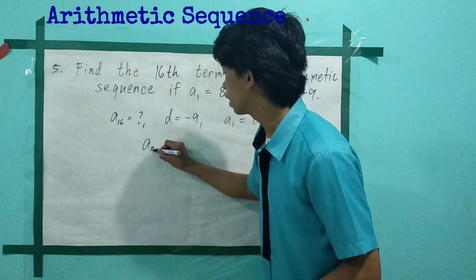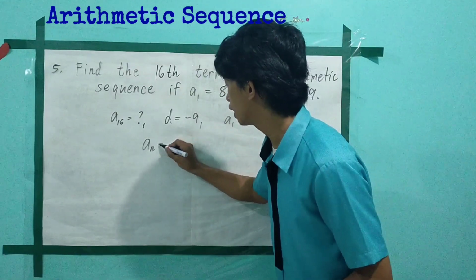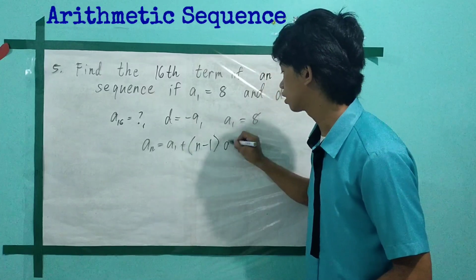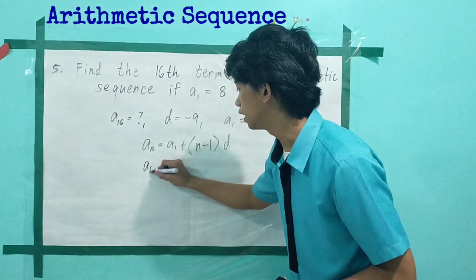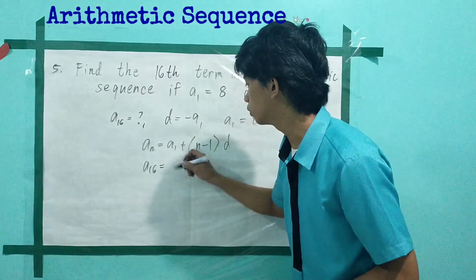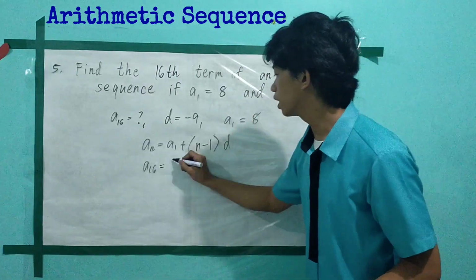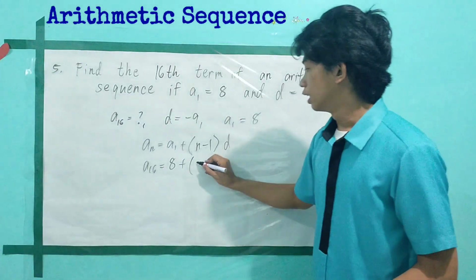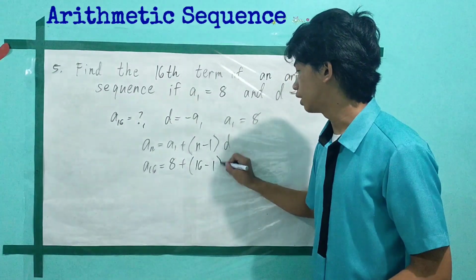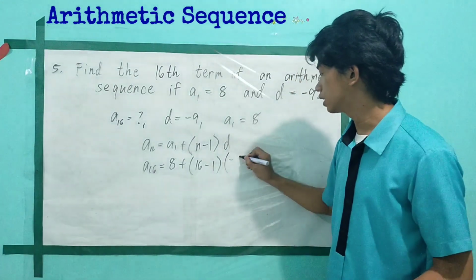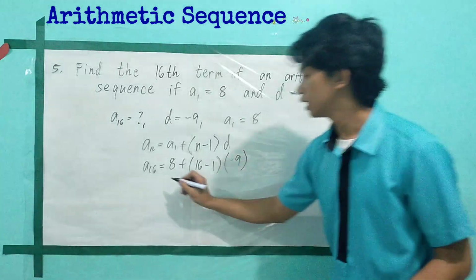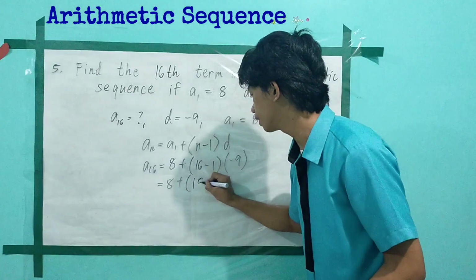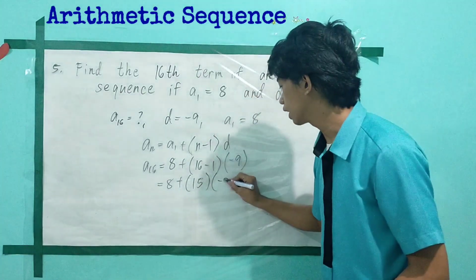Using our formula of an arithmetic sequence, a sub n is equal to a sub 1 plus n less 1 multiplied to the common difference. We have a sub 16 is equal to, ano a sub 1 natin, we have 8 plus 16 less 1 multiplied to the common difference, negative 9. Okay, so 8 plus 16 less 1, we have 15 multiplied to negative 9.